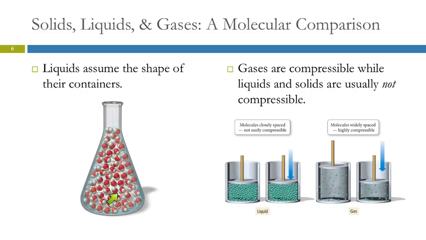Liquids assume the shapes of their containers because the particles are free to move relative to each other. They're going to have a constant volume, but they'll take on whatever shape the container is. Solids don't do that. Gases also take on the shape of their container, but they are compressible, whereas liquids and solids are generally not compressible. So here we have a piston with a liquid in it, and if you put pressure on the piston, you're not going to be able to squeeze that liquid any closer together. All the particles are already touchingly close.